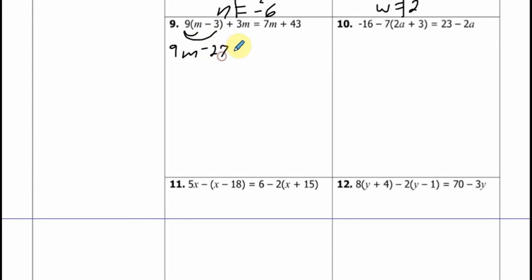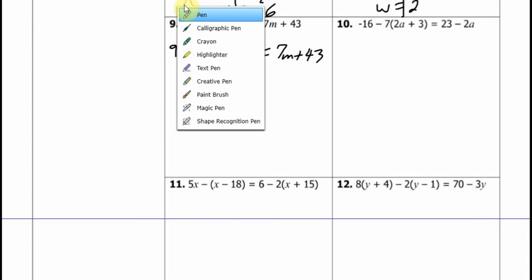minus 27, plus 3m, equals, right side, no grouping symbols, we leave it as it is. Right? So that's step 1, get rid of grouping symbols. Step 2, combine like terms. So let's do this.